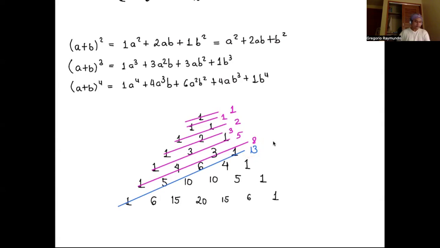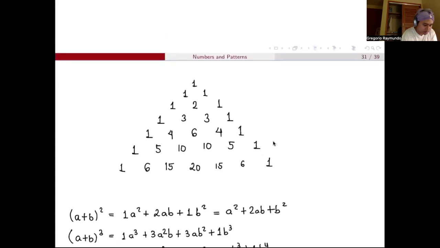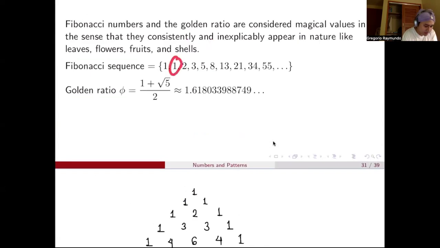And then, furthermore, 1 divided by 1, 1. 2 divided by 1, 2. 3 divided by 2, 3 halves or 1.5. 5 divided by 3. So, let me share this screen.